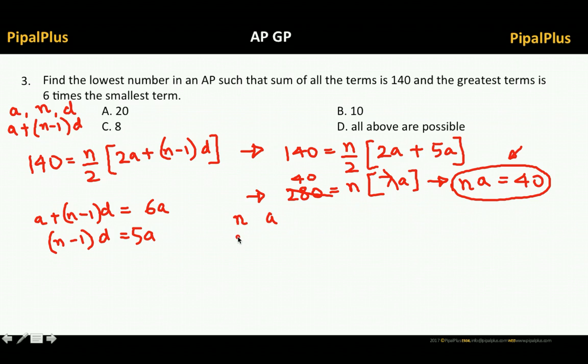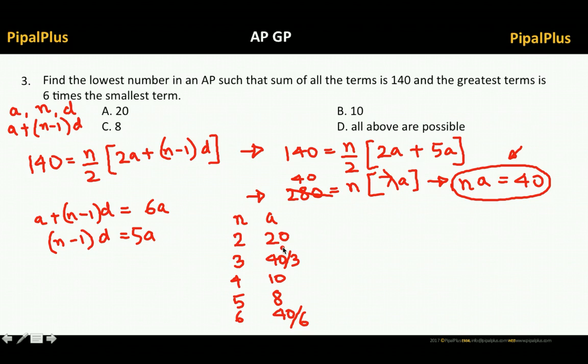Now if I start with n equals 2, the a is going to be 40 divided by 2, 20. If I take my n as 3, my a is going to be 40 by 3. If I take n as 4, my a is going to be 10. If I take n as 5, the a is going to be 40 divided by 5, 8. If I take n as 6, my a is going to be 40 divided by 6. So that's how we can find all the possible values of a for all different possible values of n.